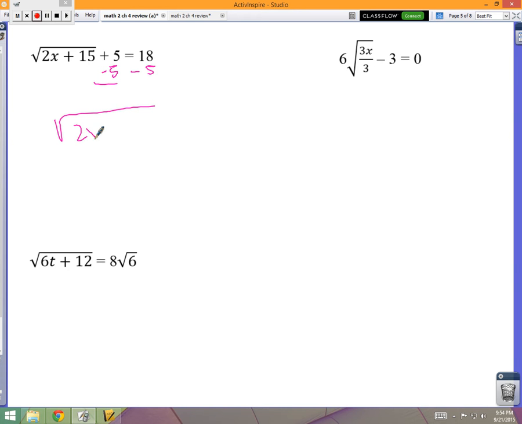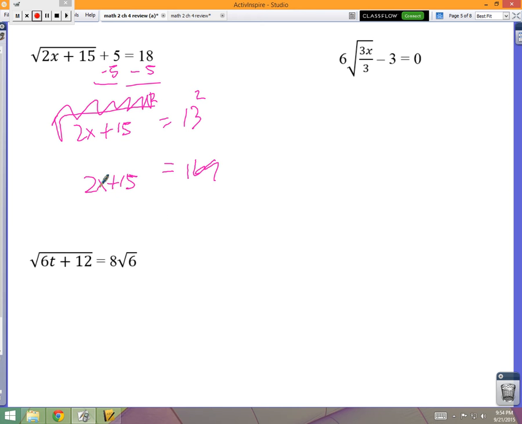So here's what I got. I got square root of 2x plus 15 equals 18 minus 5, so that's going to be 13. Now, I've got to get to the x, but the x is hanging out with 2 and 15 in the square root. They're both under the square root, so I got to lift it off. I got to undo the square root, so I'm going to square this side, and then I got to square this side. So on the right side, I'm going to have 169. On the left, this square cancels that square root, so I just got 2x plus 15.